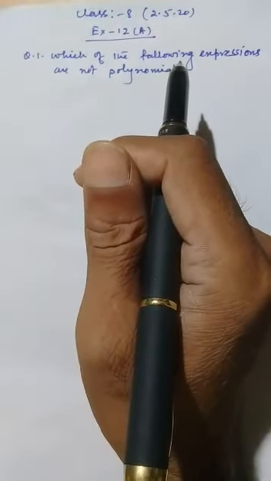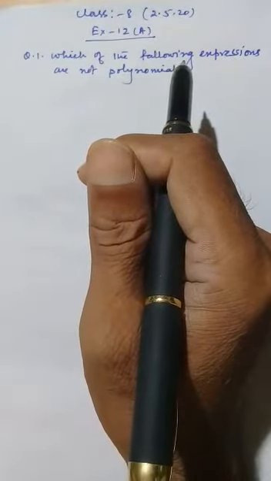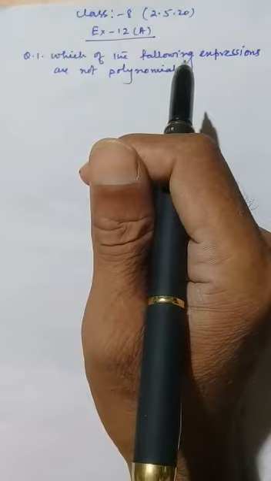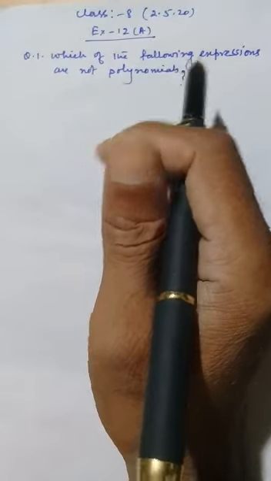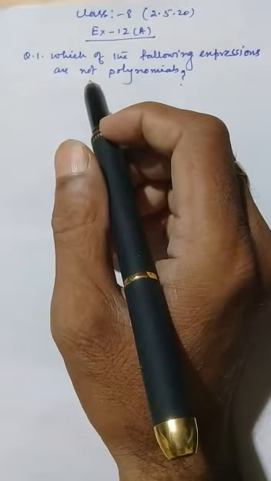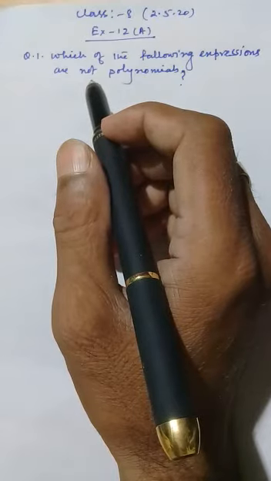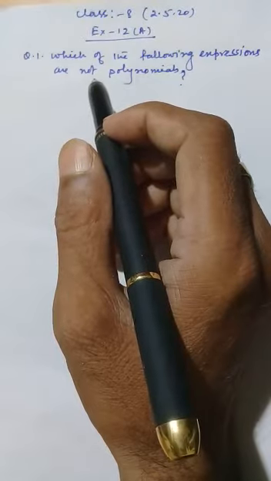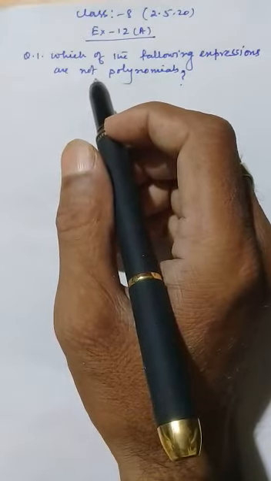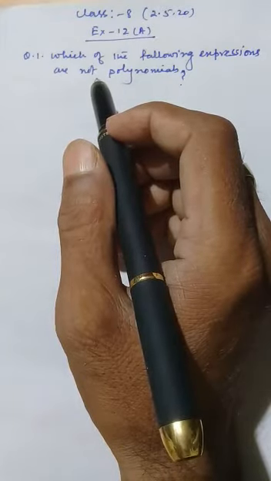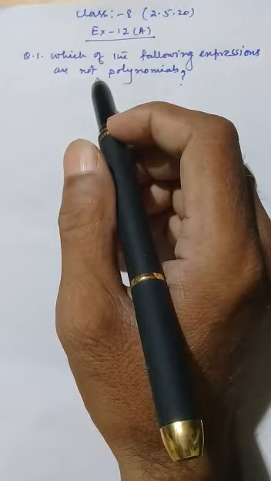Friends, today I am going to work out exercise 12a. In my last video, I defined a polynomial. A polynomial is an algebraic expression which contains non-negative integral exponents. It means if the power of an algebraic expression is non-negative and if it is a whole number, then that expression is called a polynomial.